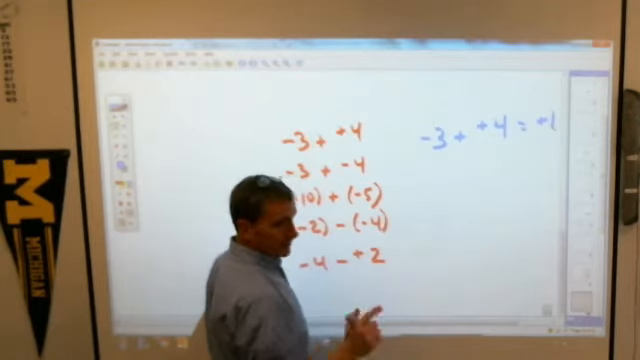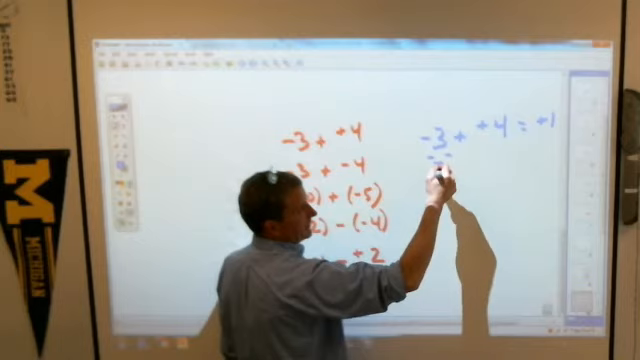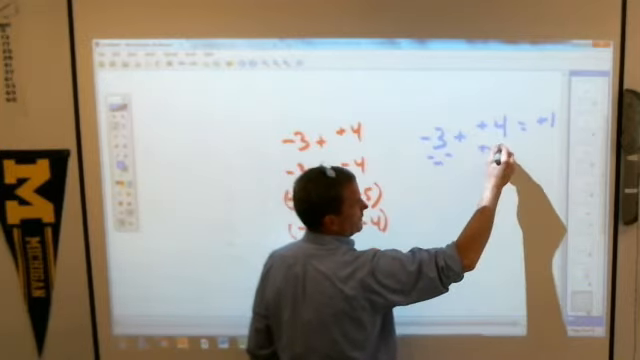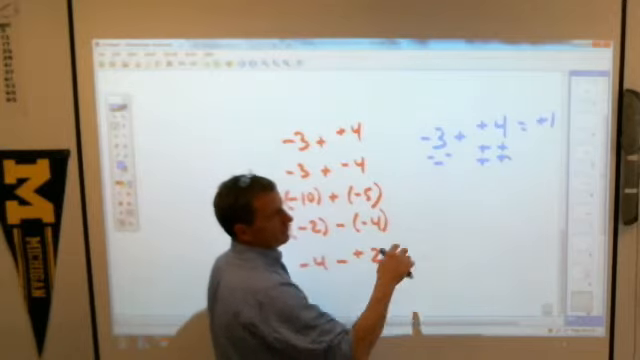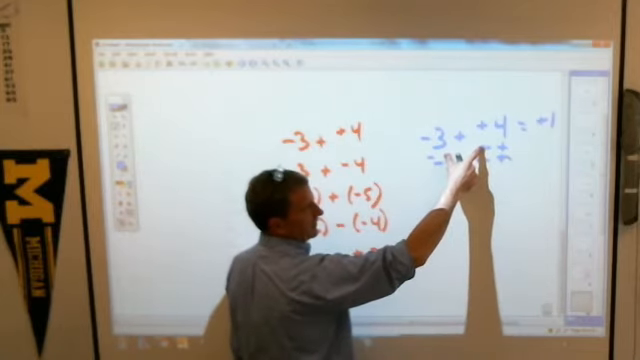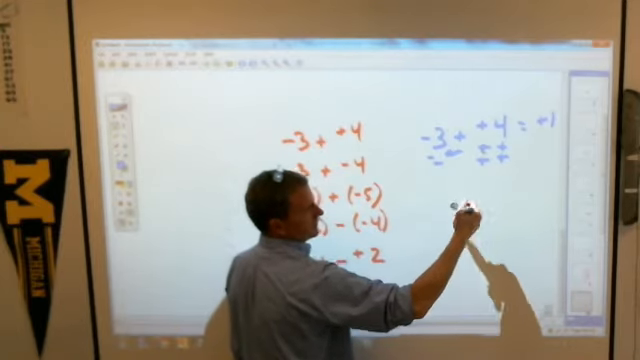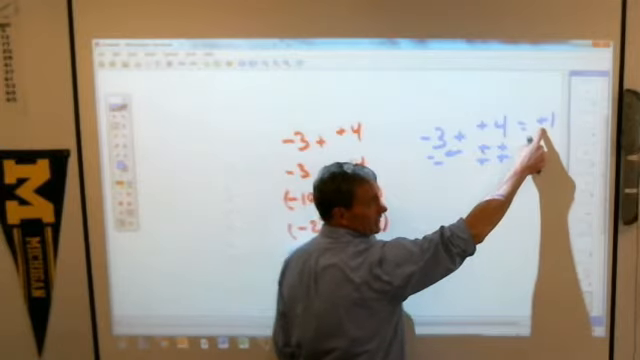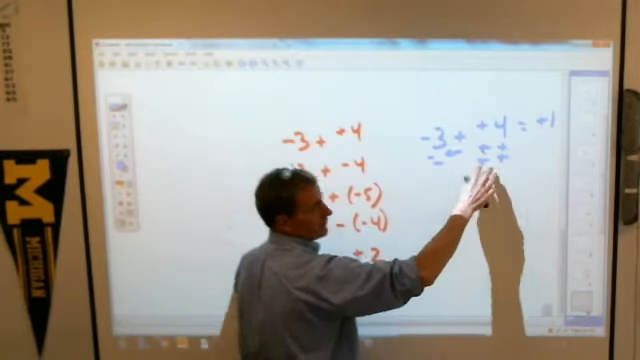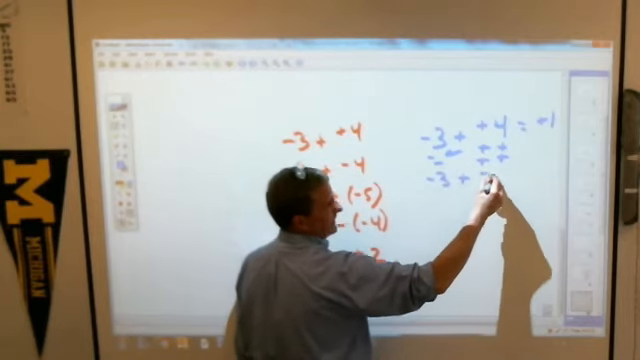Another way to think about it is like this. If you think about negative 3 as being like 3 minus signs, and 4 as being 4 plus signs, when you match up a negative with a positive, they kind of go away in pairs. So this one would go away with this one. Which one do you have more of? You have one more positive than you have negative. 3 negatives, 4 positives.